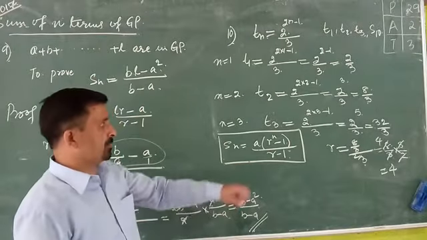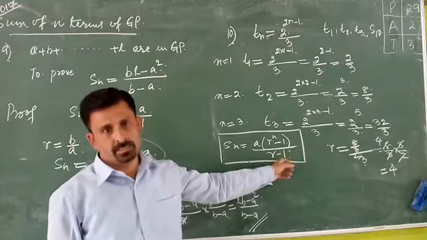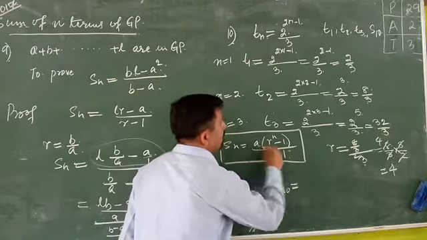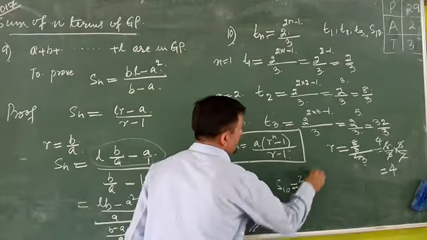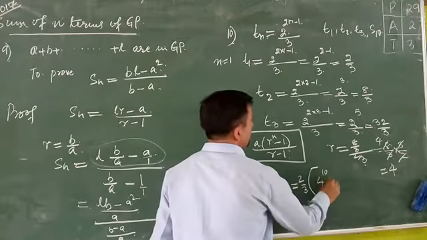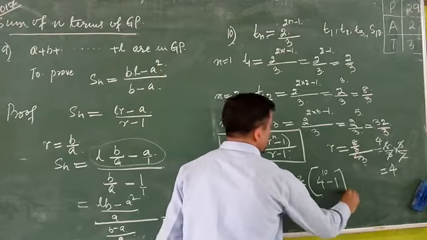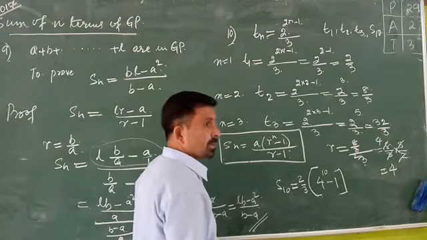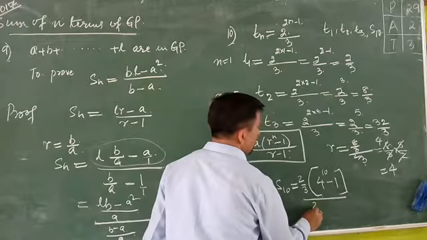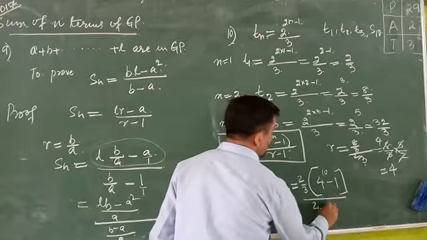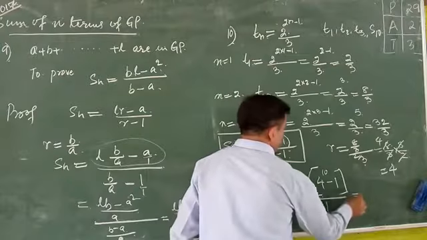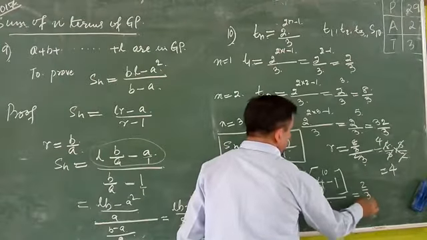Okay. Now after this we are going to calculate the sum of the first 10 terms of that series. So S10 is equal to A, 2 over 3, times (4 to the power 10 minus 1), divided by r minus 1, that is 4 minus 1. Am I right? Yes, sir. Is everything going well? Yes, sir. This then becomes equal to 2 over 3.